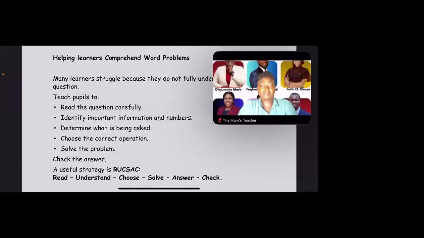Okay, so a useful strategy is the rucksack. I call it the rucksack. That is the read, understand, choose, solve, answer, and check. All right, please, if you're following, can I see a thumbs up? Okay, thank you.